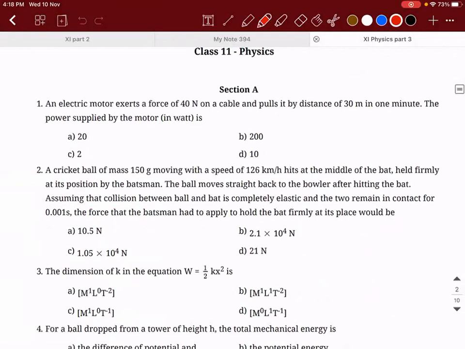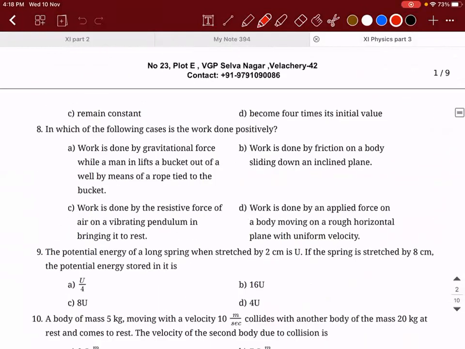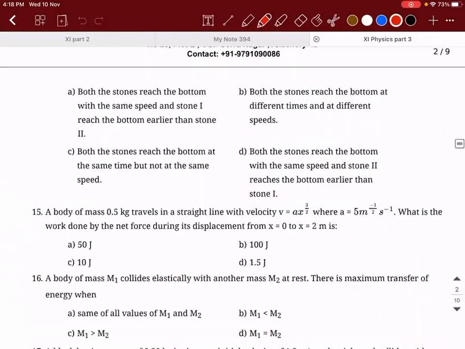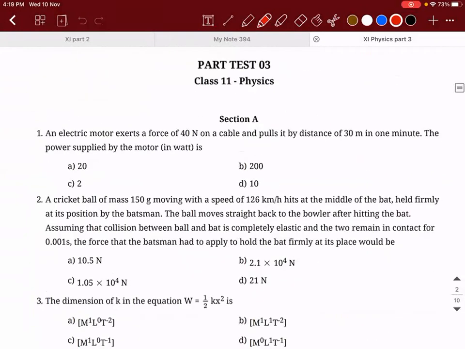So this is based on work, energy, and power. There is an electric motor which exerts a force of 40 Newton on a cable and pulls it by a distance of 30 meter in 1 minute. The power supplied by the motor is. Power is equal to what? Work done divided by time. Work done is equal to 40 into 30, that is 1200, divided by 1 minute, which is 60 seconds. Cancel it. 20 watt.